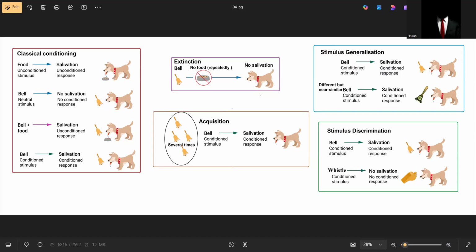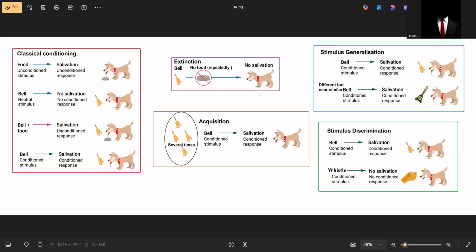The conditioned response can be weakened when the conditioned stimulus is unreliable, which is known as extinction. If the food is not presented with the bell repeatedly, the dog stops salivating after hearing the sound.